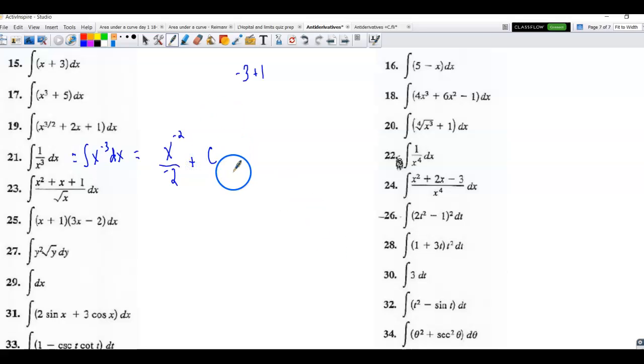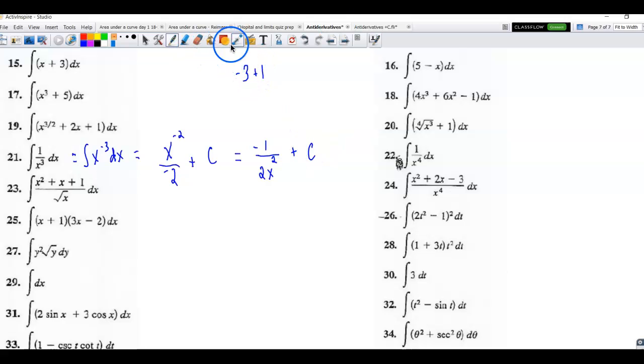This could be written, if you're checking answers with the solutions manual, I'm pretty confident that they would rewrite this as negative 1 over 2x squared. They would take that negative power to the denominator. Not really important for us to worry about that right now. If you get the first answer, you're good to go. Don't forget plus c.